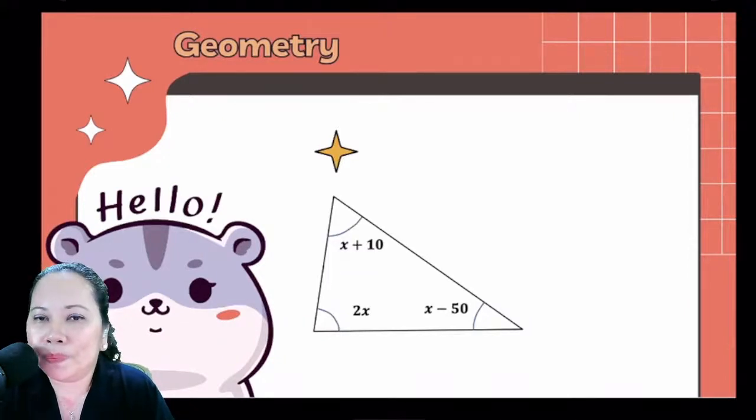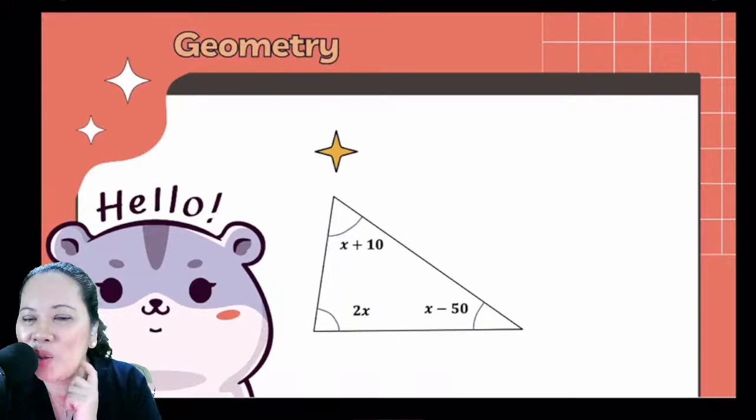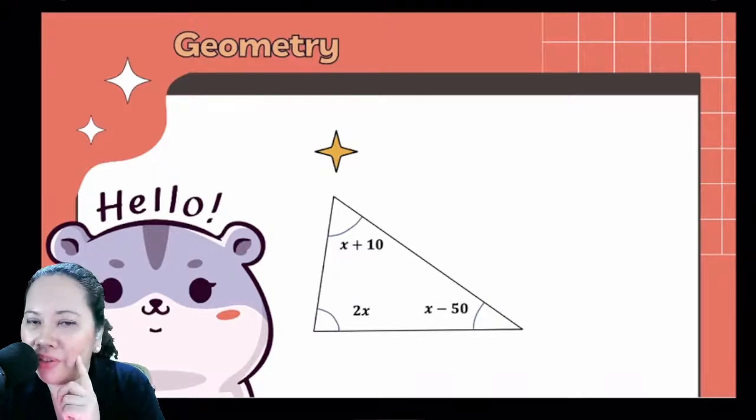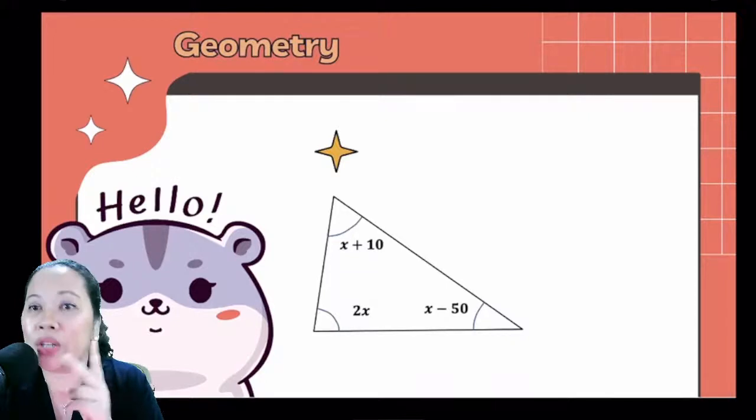Okay, so moving on to geometry. In geometry, we will only cover a few of the polygons. I think I only have a triangle and one quadrilateral.